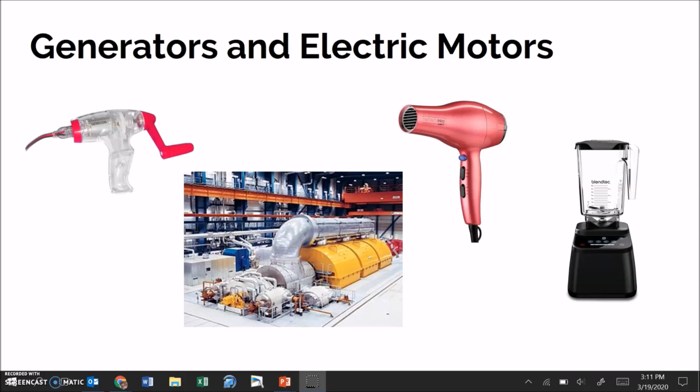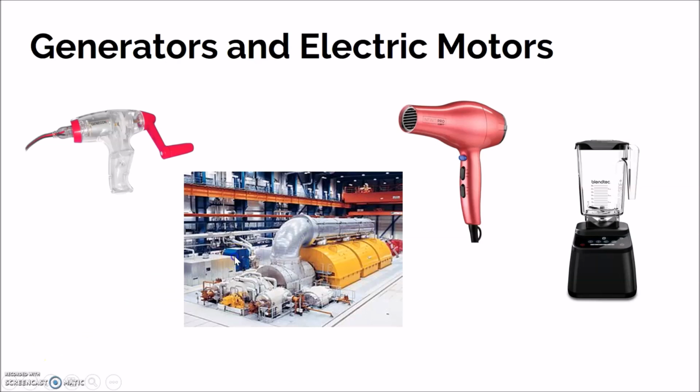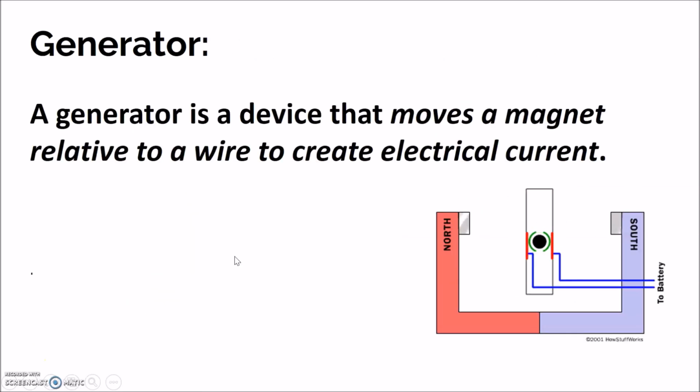These notes are very, very simple. Here we go. We're talking about generators, and we'll talk a little bit about electric motors. So a generator is a device that moves a magnet relative to a wire to create electrical current. So this is what we've been talking about before spring break.